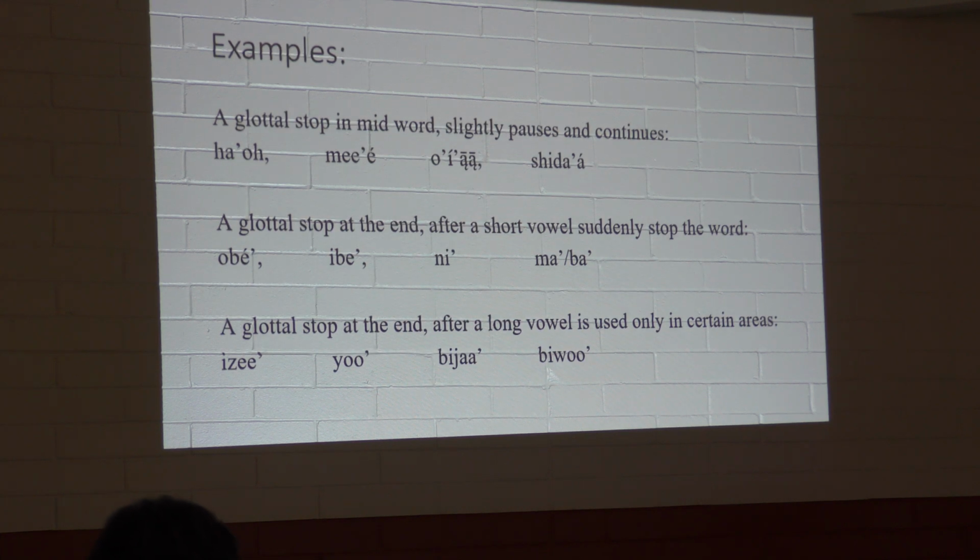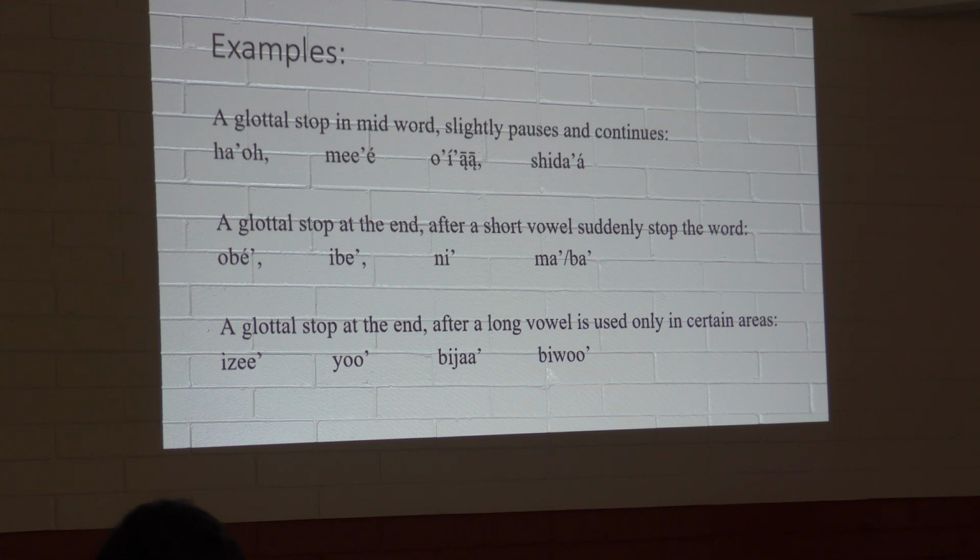So examples, a glottal stop in the mid word slightly pauses and continues, as where you pause. Me, which means sheep. O, which means it's evening, sun's going down. Shita'a, I think that's my uncle. When he's saying, where he pauses each word, vowel letter. Yeah, but it's still one word, right? It's one word with these consonants in between, right?